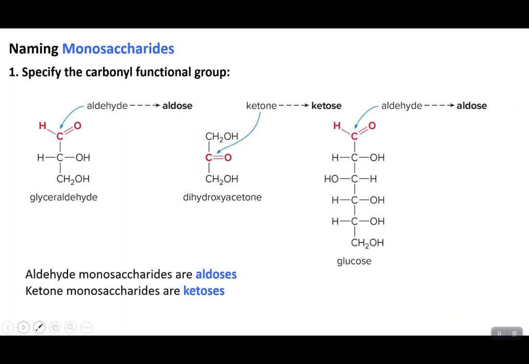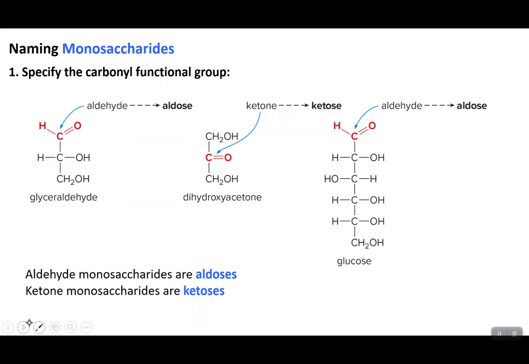Let's talk naming monosaccharides. So the first thing you're going to want to do is specify the carbonyl functional group. So all of your carbohydrates are going to have a carbonyl group. It's either going to be an aldehyde or it's going to be a ketone. So here with glyceraldehyde, you're going to see that here at the top, this is a classic aldehyde functional group. And when your carbohydrate contains this functional group, we call that an aldose. When it contains a ketone, as shown here with dihydroxyacetone, this is going to be called a ketose.